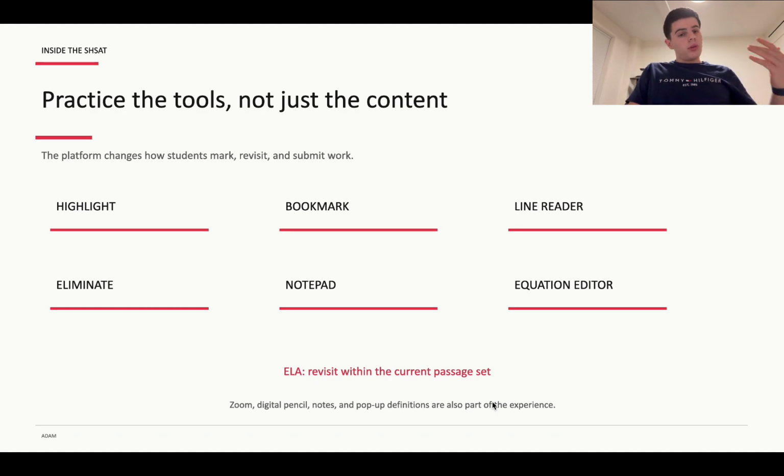And okay, because it's going to be online, digital, there are going to be a lot of new tools that you can use. So you can highlight things, you can bookmark, you can use line readers to read things closer, you can eliminate answer choices, you can use a notepad and an equation editor, and all these different things. So just make sure to be taking advantage of this stuff. You will also have paper and pencils, so you can just go the old-fashioned way. But just make sure that you are coming into the test prepared, knowing how the test experience will be, knowing what will happen, and just overall feeling prepared and ready.